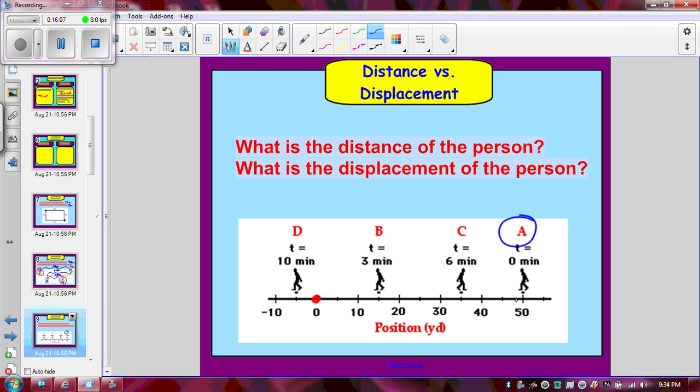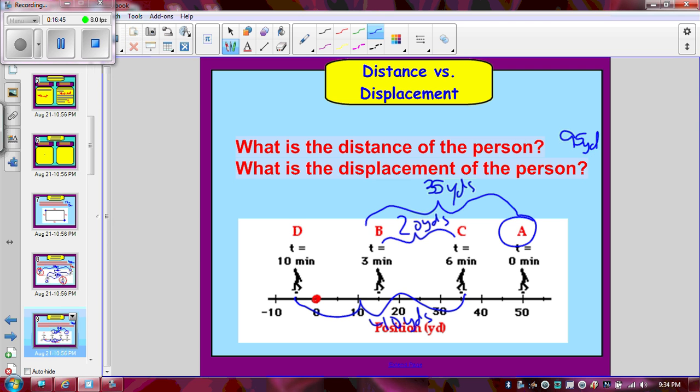Distance is defined as the amount of ground covered. So the person goes from spot A to spot B, which if we look is 10, 20, 35 yards. Then goes from spot B to spot C, which ends up being 10, 20 yards. And finally goes from spot C over here to spot D. And that ends up being 10, 20, 30, 40 yards. So if we add all of that up, 40 plus 20 is 60, plus 35 is 95 yards covered by the person.